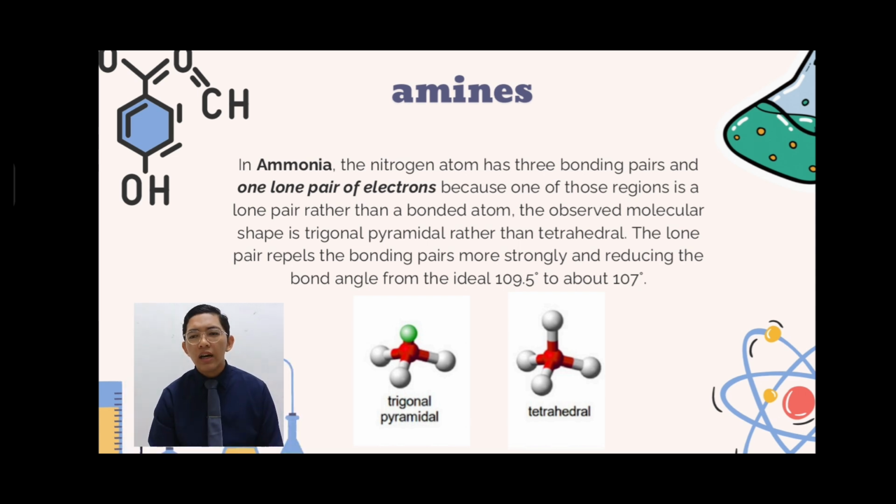In ammonia, the nitrogen atom has 3 bonding pairs and 1 lone pair of electrons. Because one of those regions is a lone pair rather than a bonded atom, the observed molecule has trigonal pyramidal geometry rather than tetrahedral. Now you know why it becomes like that.